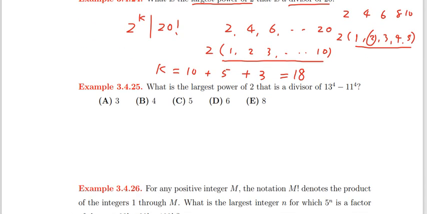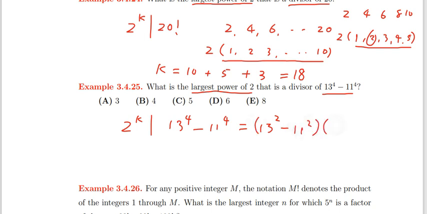Okay, so for this problem, we want to find the largest k such that 2^k is a factor of this number. So say 13^4 minus 11^4. We can find this number. So we continue this as product form. This is a squared minus b squared, so equal a squared... a minus b, a plus b.